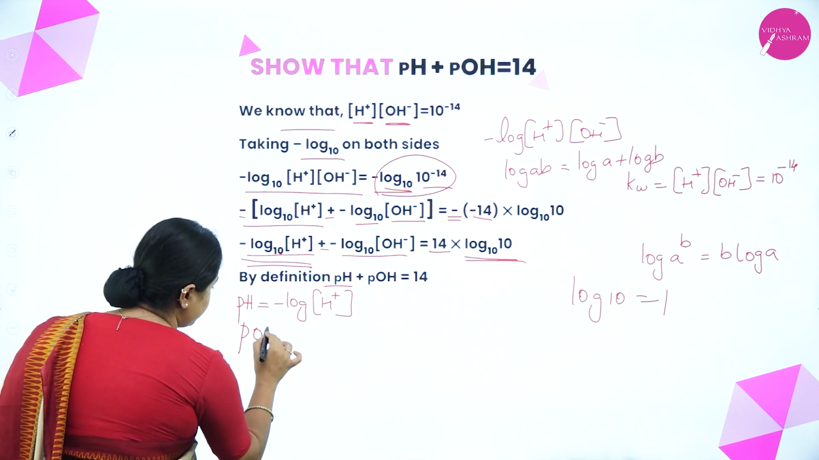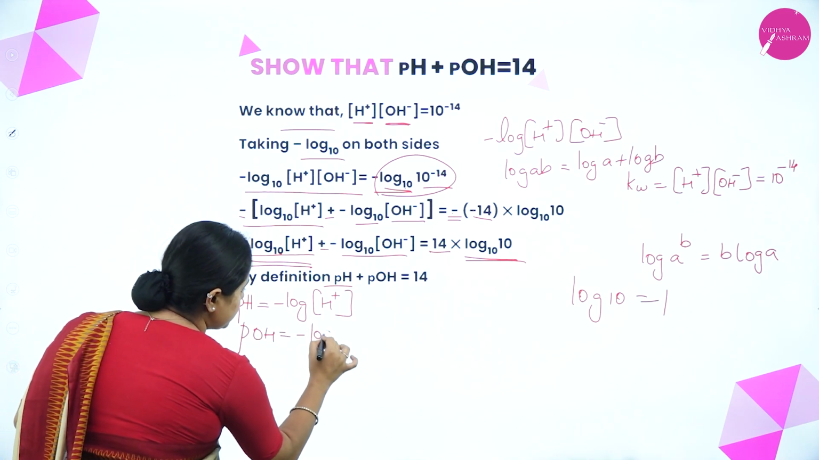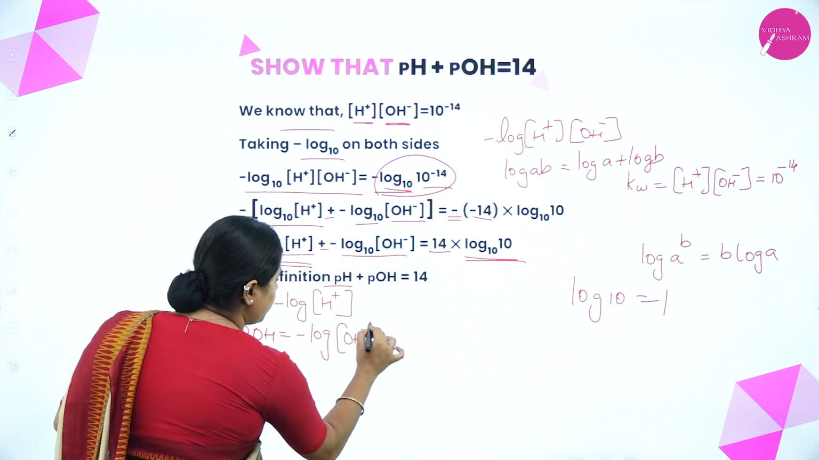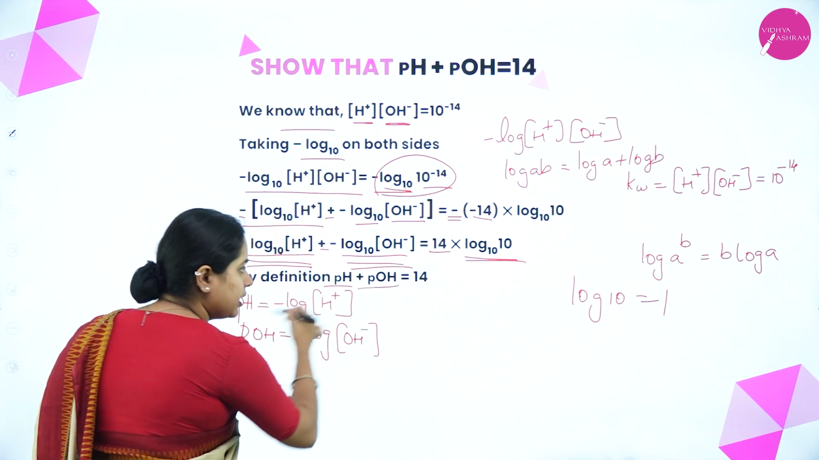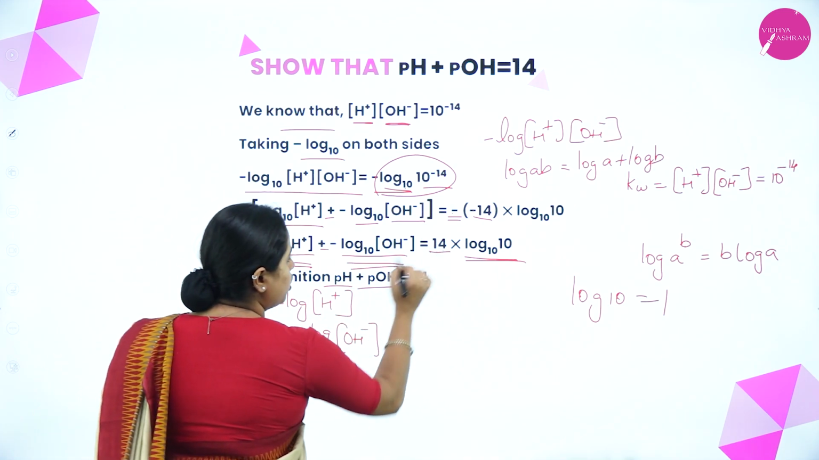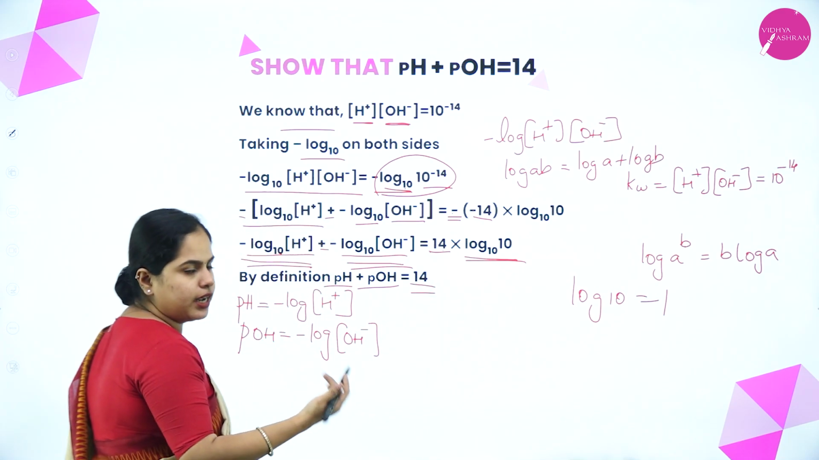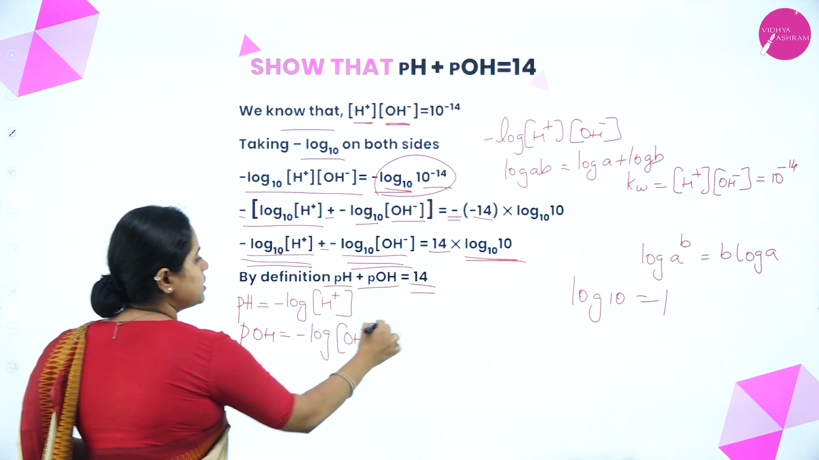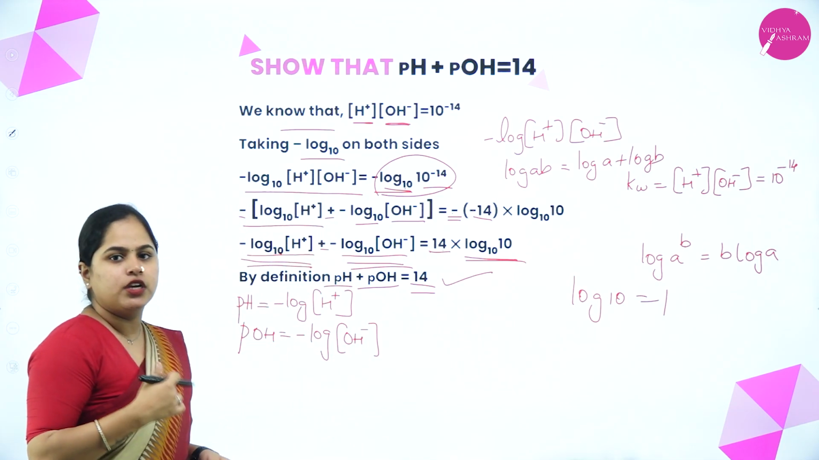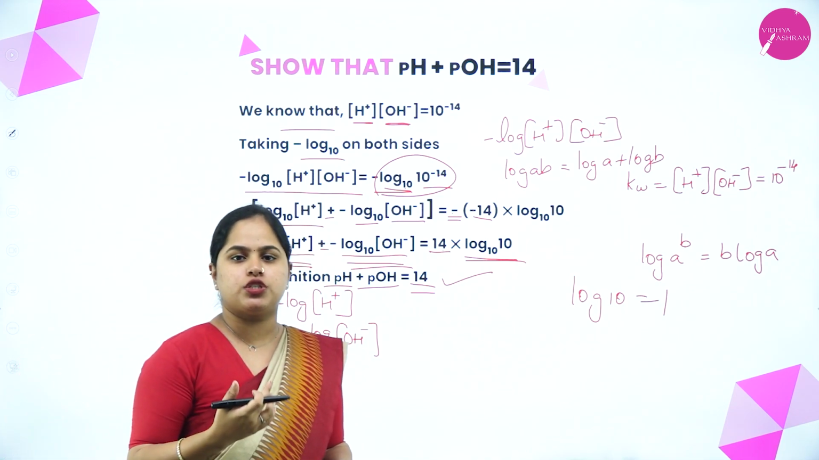Now what was the equation we studied for pOH? That is minus log molar concentration of OH minus. So instead of this one, can I write it as pOH? Which will be equal to what? 14. Log 10 is 1, right? So what is it? 14. So this is how you derive this equation. So we showed that pH plus pOH is equal to 14.